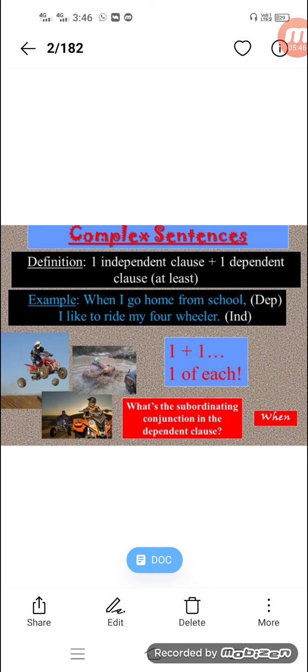My dear students, in the exam they will ask you how to convert from one to another. Okay, if you know the definitions of these sentences, definitely you can convert from one to another.